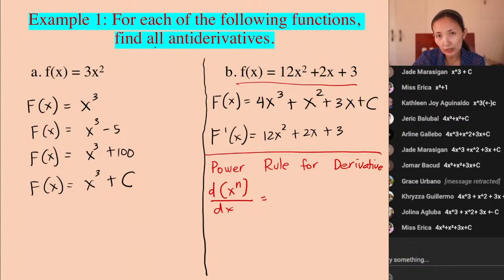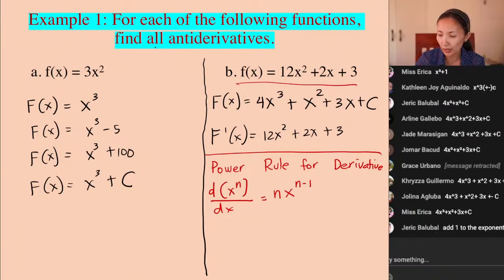Okay, how did we differentiate? Exponent n, x raised to exponent minus 1, correct? Exponent n, x raised to n minus 1. The question is, add 1 to the exponent, make the new power as the denominator of the function. Okay, Jerick said, add 1 to the exponent over exponent plus 1. So, it's the inverse then.